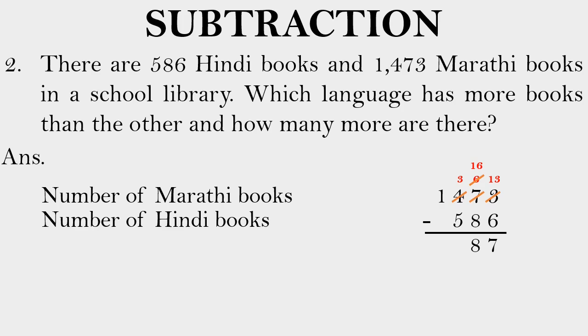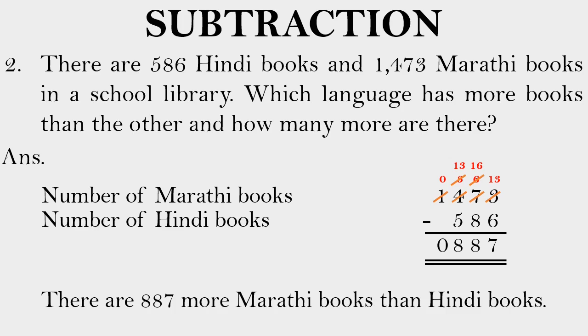Come to the hundreds column. I have got 3, I have to take out 5. Not possible. So I'll borrow from the thousands place. So 1 will now become 0, and 10 plus 3 is now 13. And now if I count from 5 to 13, or 13 minus 5, the answer is 8. 0 minus nothing is 0. So that means the number of Marathi books is much more. There are 887 Marathi books more than there are Hindi books.